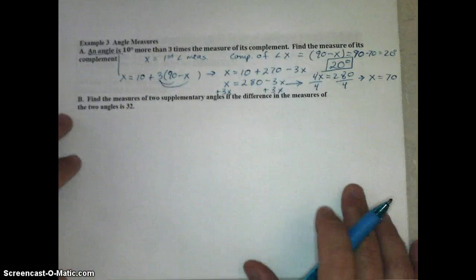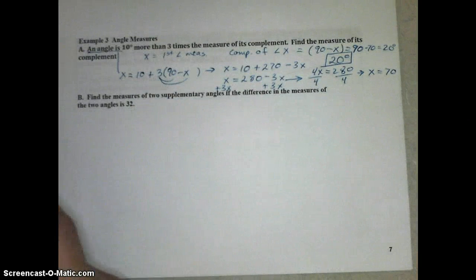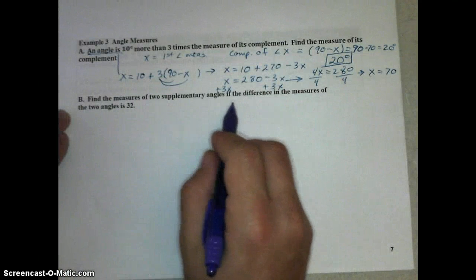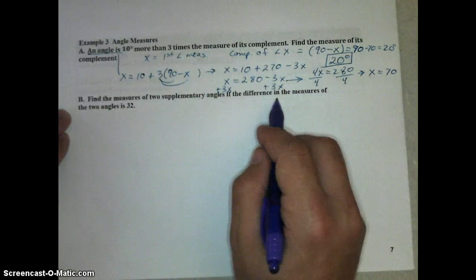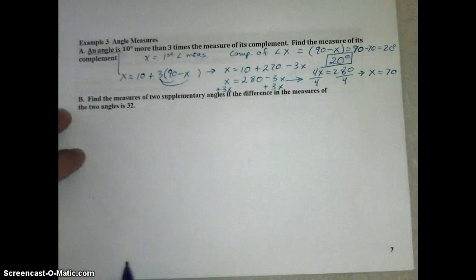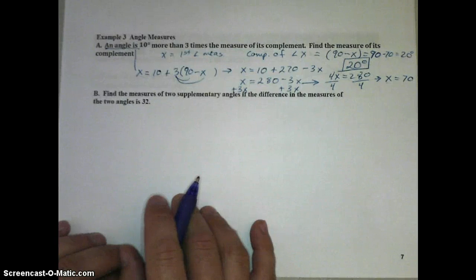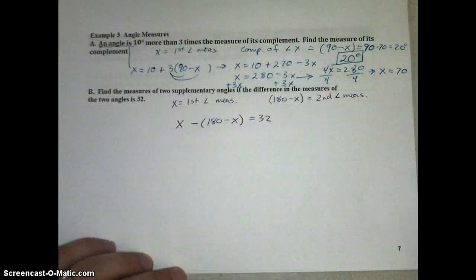All right, I'm going to give you a moment to try and set up your equation for the supplement when we know the measure of two supplementary angles is the difference. If we know the difference is 32, take a look at that and see if you can set up an equation. If you need more time, pause the video. Otherwise, this is what we should get.